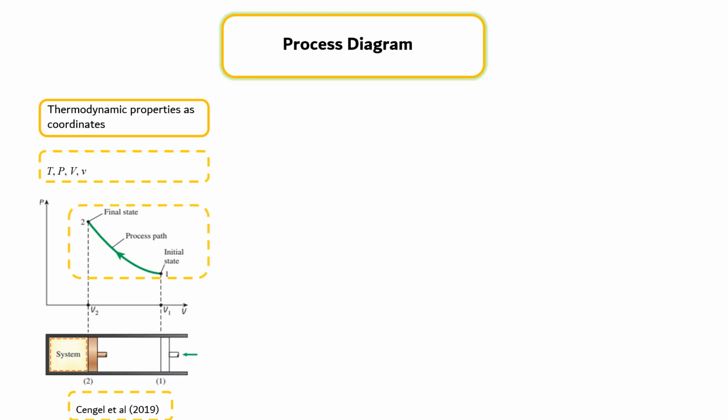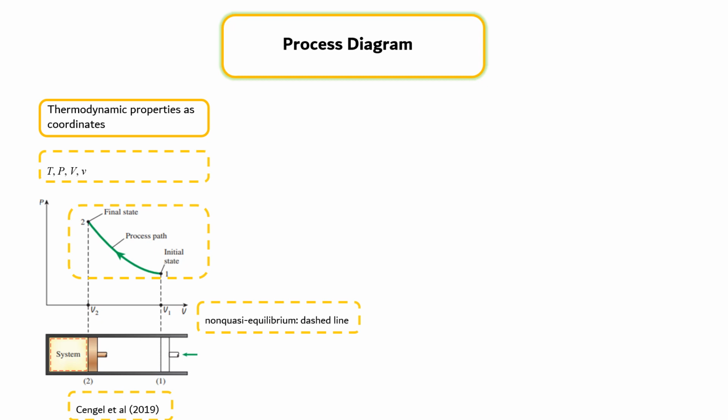Note that the process path indicates a series of equilibrium states through which the system passes during a process and has significance for quasi-equilibrium processes only. For non-quasi-equilibrium processes, we cannot characterize the entire system by a single state, and thus we cannot speak of a process path for a system as a whole. A non-quasi-equilibrium process is denoted by a dashed line between the initial and final states instead of a solid line.